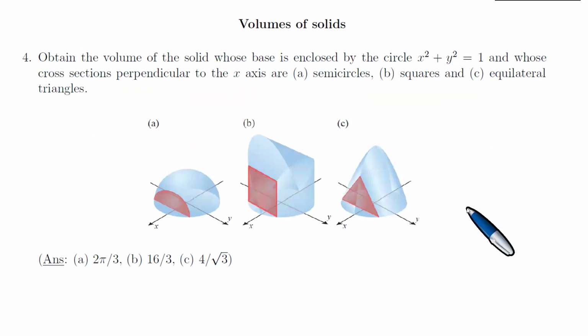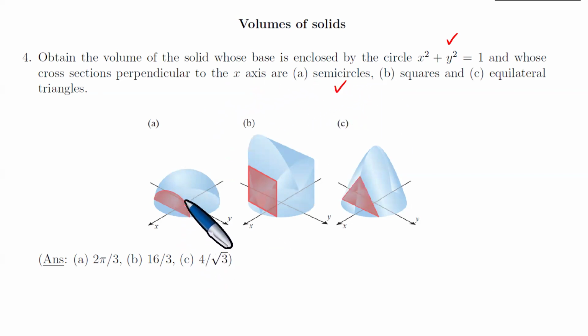Now, for example, here is the TART question, and let us discuss it, and then we're concluding at 7:20. Obtain the volume of the solid whose base is enclosed by the circle x squared plus y squared equals 1, and whose cross sections perpendicular to the x-axis are semicircles. Let us do this question carefully. We need to find the volume of a solid whose base is enclosed by the circle.